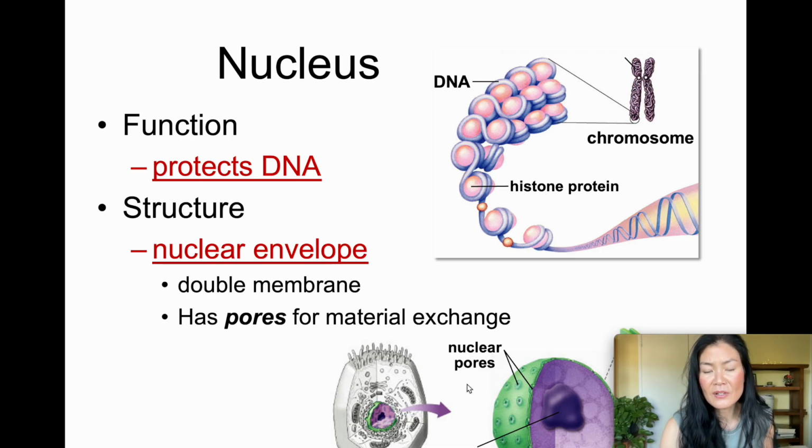Later on in a future chapter, we're also going to be talking about transcription. Transcription is where genes are copied into an RNA molecule, and those are going to be made in the nucleus where the DNA is, and then they're going to exit out of the nucleus into the cytosol where the ribosomes are going to synthesize the proteins from that copied gene.